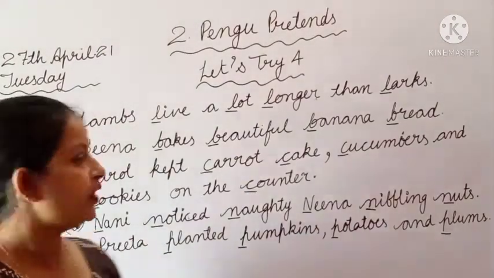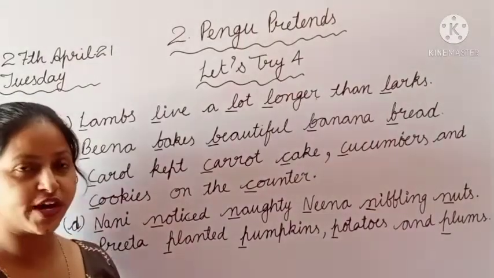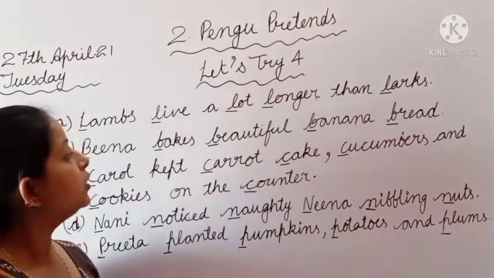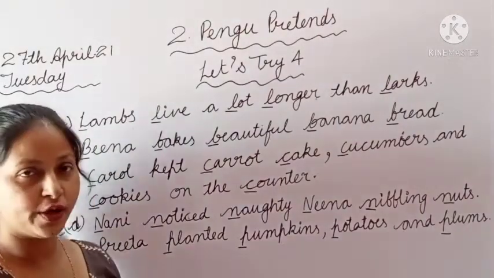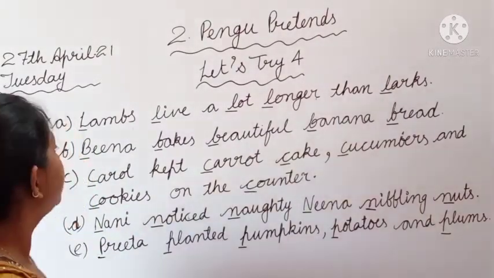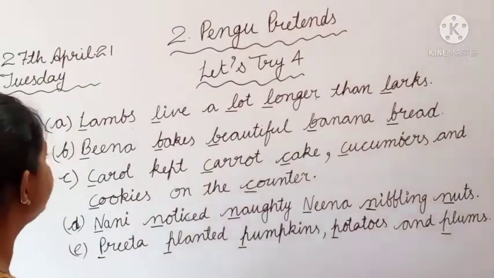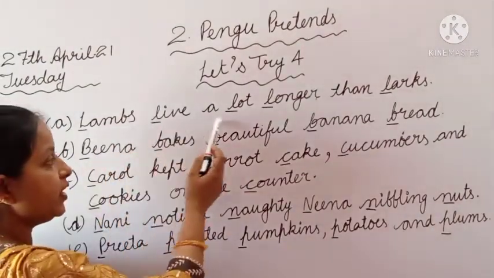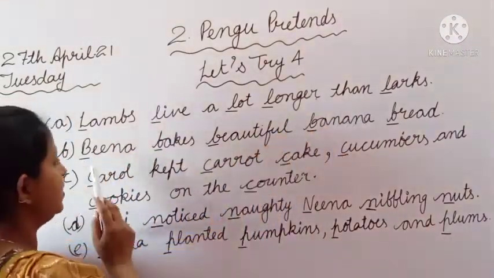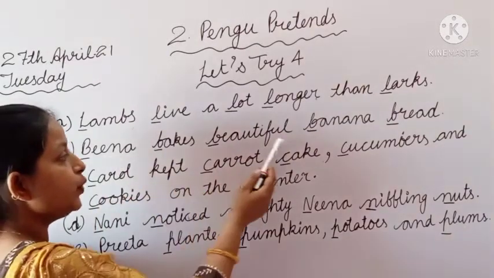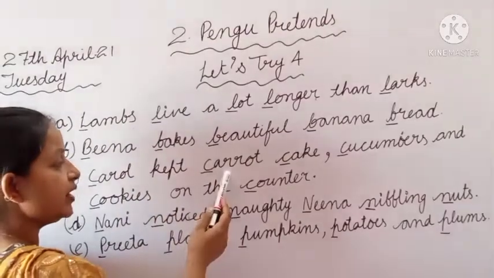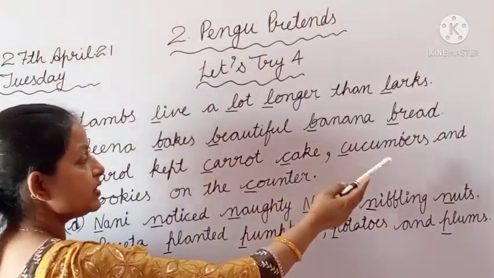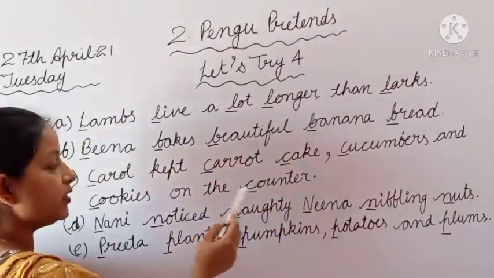Okay, students. There are 5 sentences of Let's Try 4, and you have to do the rest of the sentences by yourself. Okay, students, we will recall it. Lambs live a lot longer than larks. Beena bakes beautiful banana bread. Carol kept carrots, cake, cucumbers, and cookies on the counter.